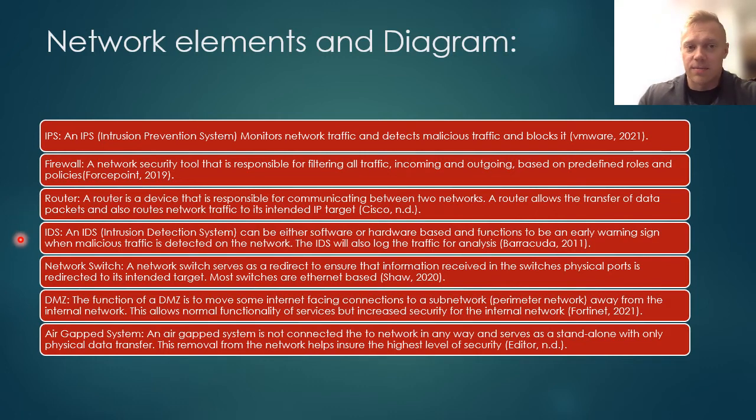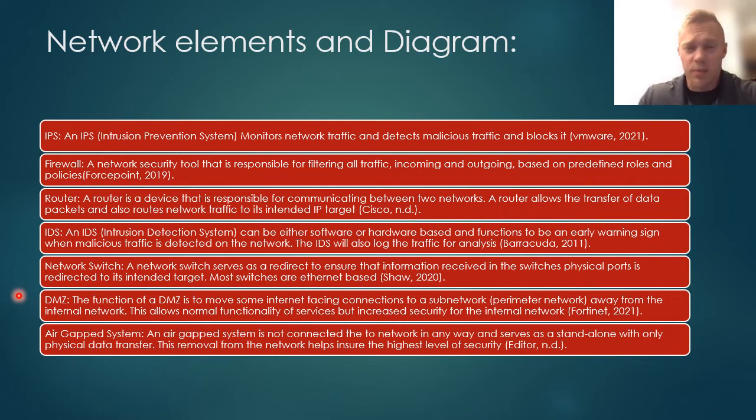An IDS is an intrusion detection system, which can be either software or hardware based, and it functions as an early warning sign for malicious traffic. If malicious traffic is detected, the IDS will log the traffic and will also set off an alarm for early detection. A network switch is a device that redirects traffic to ensure that the information received goes to the correct target. Typically, you'll see this with Ethernet.